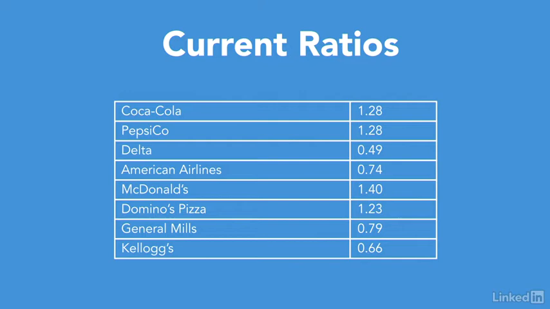As you can easily see, there are industry differences when it comes to the current ratio. Airlines tend to have a current ratio less than 1, as do cereal companies. Fast food companies tend to cluster as well. Industries in general tend to cluster, and that makes some sense. Companies that do the same thing should kind of look alike.